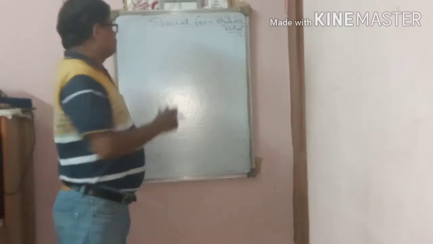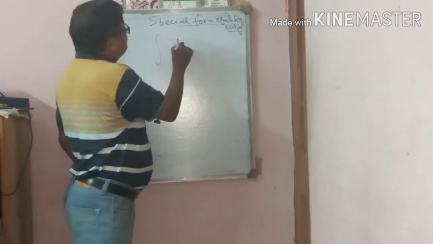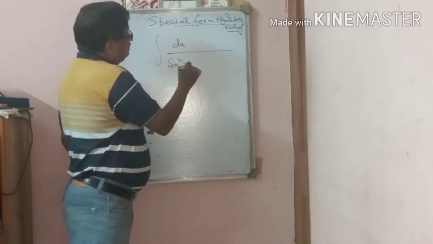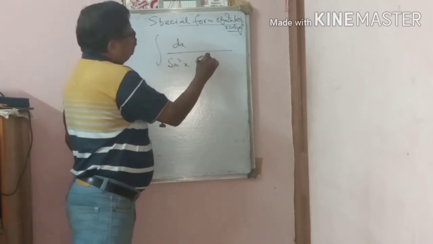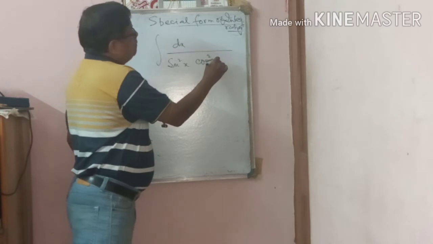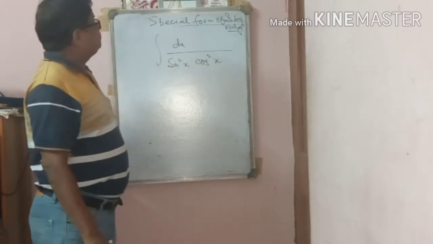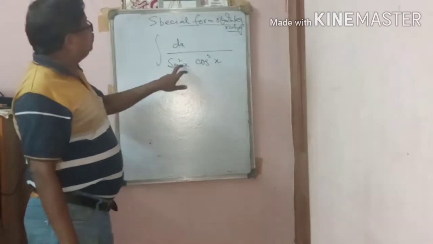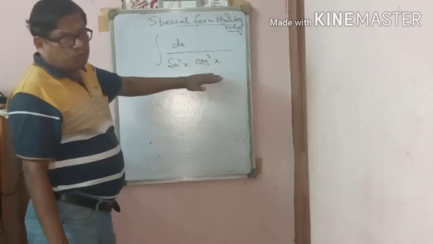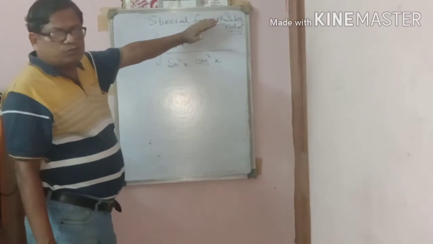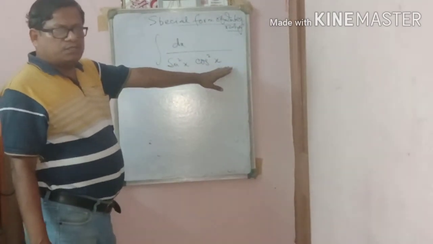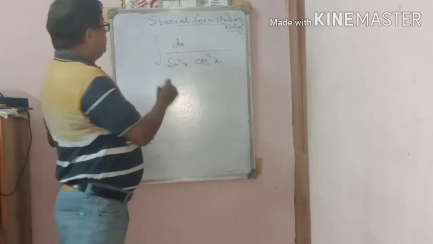Suppose the integration of dx by sin square x into cos square x is given. See, 2 plus 2 is 4, and down, so it will be minus 4, a negative even number. So you can write tan x equals z.